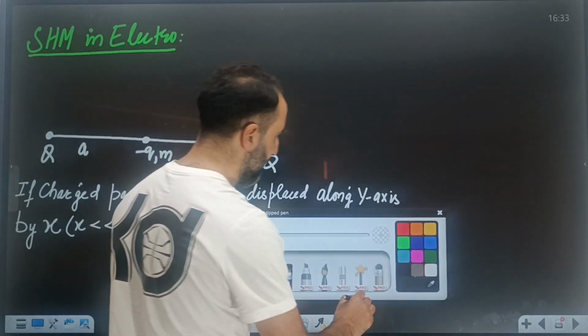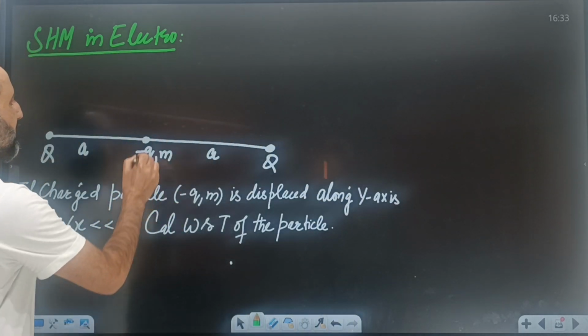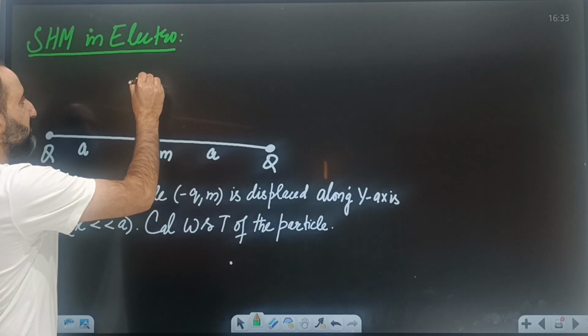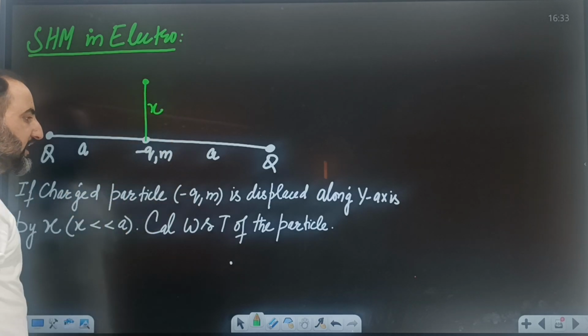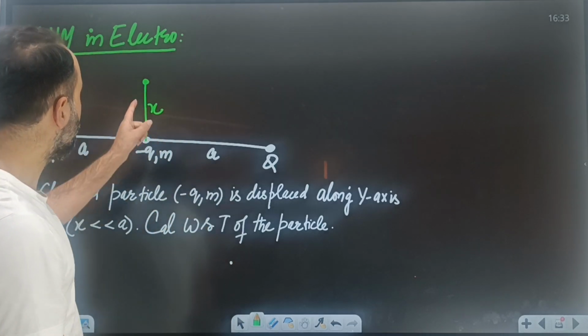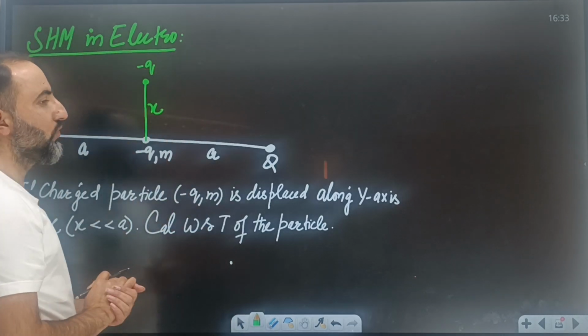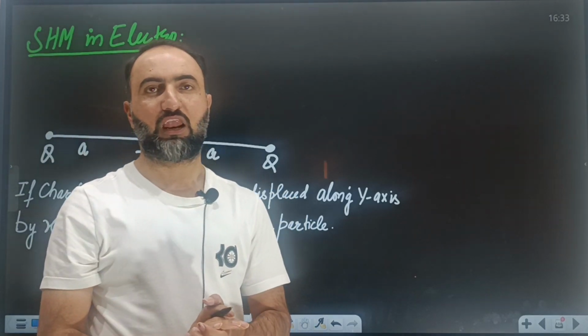Concentrate here. First understand the problem. This is a charged particle. It is displaced along this direction by some distance which is equal to x. And it is given that x is very small compared to a. Now tell me, for this charged particle, which is minus q, how many forces are there on it?